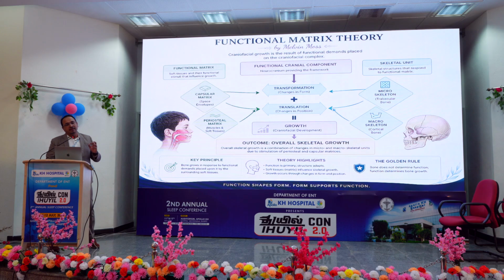Then we boil down to the functional matrix theory, called the Melvin Moss functional matrix theory. What it says is that function precedes form. When the function, the breathing, the swallowing, is altered, the craniofacial development gets altered. That's the basics of growth and development, the basics of craniofacial development. The most accepted theory is the Melvin Moss functional matrix theory, which says that function precedes form; when the function gets altered, the form gets altered. So we are looking at getting the function right, then the form automatically falls in place.